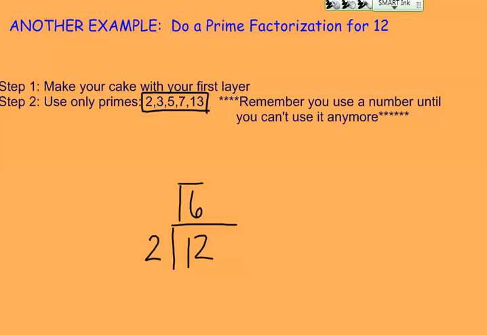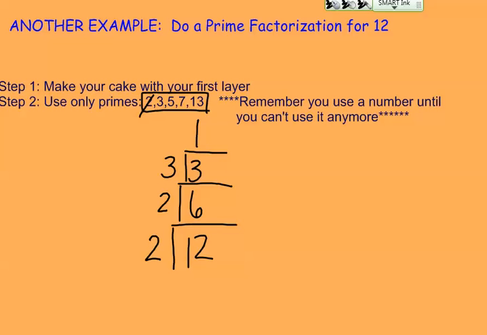So we do a layer. We have to keep doing layers until we get the number 1. Does 2 go into 6? Yes, it does. 2 goes into 6 3 times. So we draw another layer. Does 2 go into 3? No. So I'm done with the 2. So now I move on to 3. Does 3 go into 3? Yes. It goes in there one time. I have my candle, so now I'm finished.